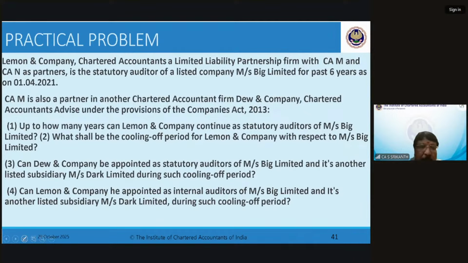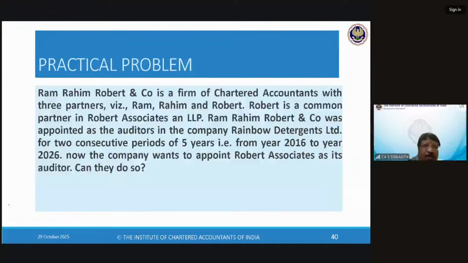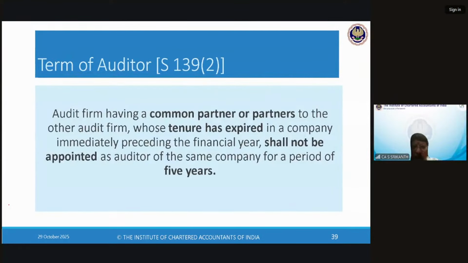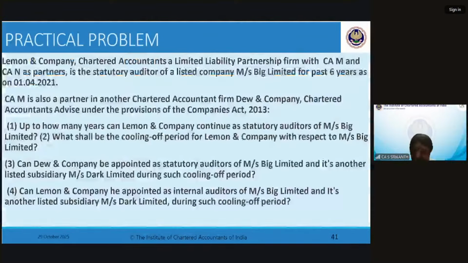So that is only Big Limited. With regard to Dark Limited, it is only a subsidiary. The prohibition does not apply to a subsidiary. Therefore, during the cooling period also, Due and Company can be appointed as statutory auditor of that. But be careful. In case they are appointed as statutory auditor, then they cannot be appointed as internal auditor, because then 144 will apply. Okay. So this has been explained threadbare, taking into account all the provisions of the law.